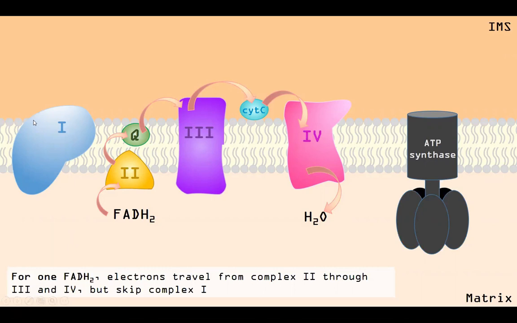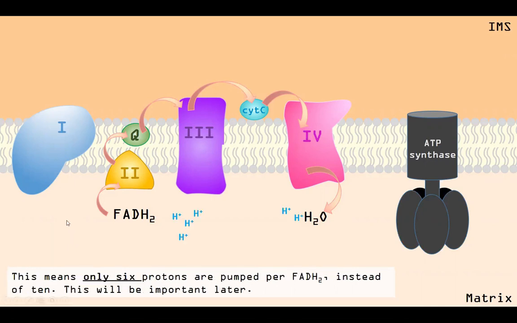So what does that mean? If we're thinking about protons, complex 2 didn't pump any. We skipped complex 1, so we're only going to rely on 3 and 4 to help us build up that proton gradient. So just to note, we got 10 from NADH, and we now have 6 from FADH2. Again, don't memorize that just yet. We're going to come back to it at the end.